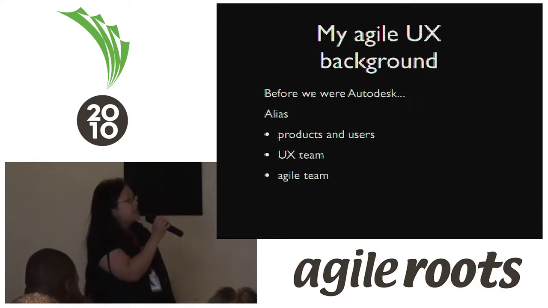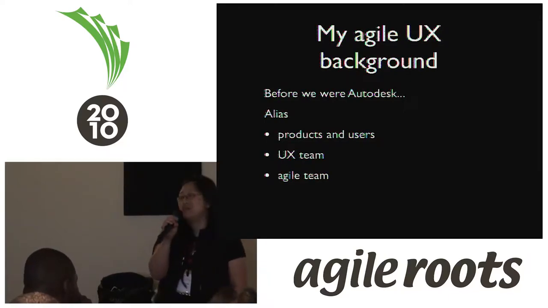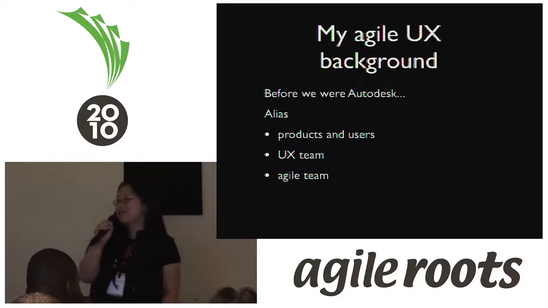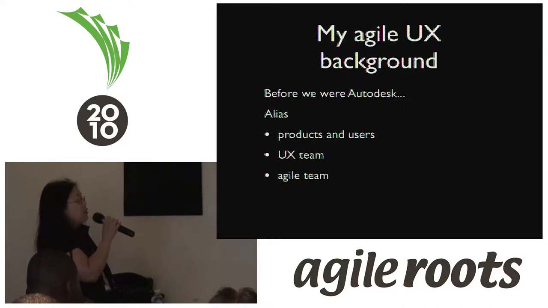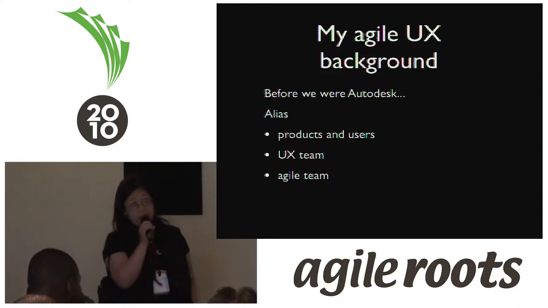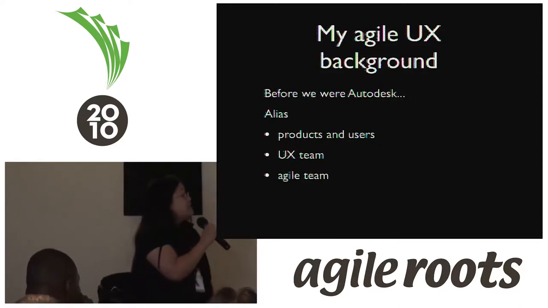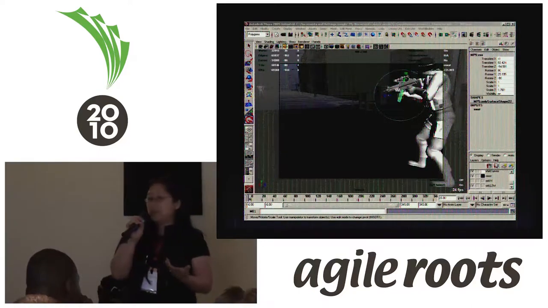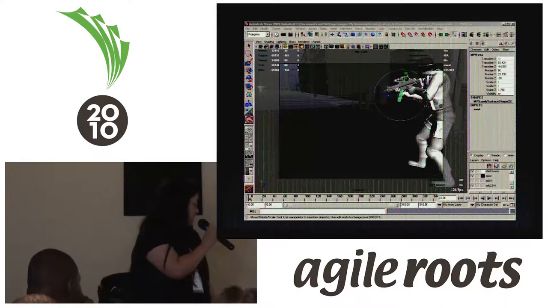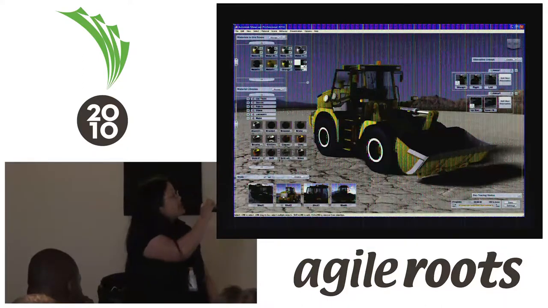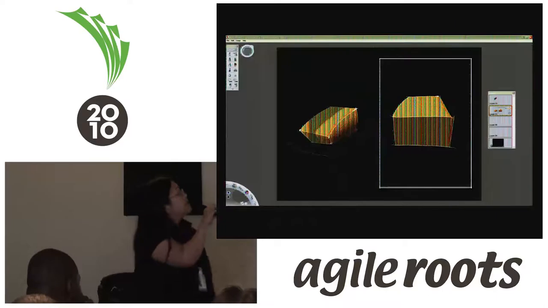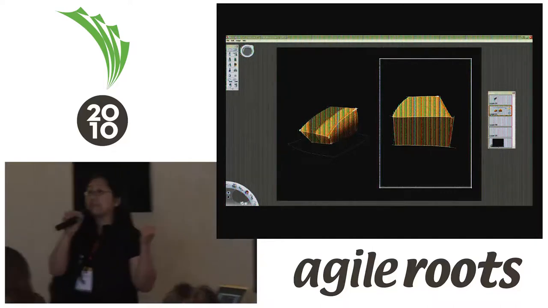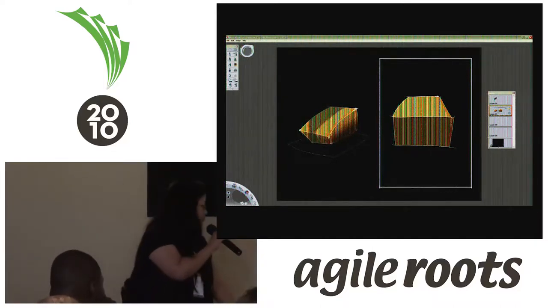I work at a company that is now called Autodesk. I've worked at the same company for 13 or 14 years. But it keeps changing owners and it keeps changing names. So a few years ago, we were called Alias before we were acquired by Autodesk. And we make 3D computer graphics software. So this is Maya. This is Showcase, which was developed using Agile. This is Sketchbook Pro, which I'm going to talk about in my examples today, and is the product that I worked on.